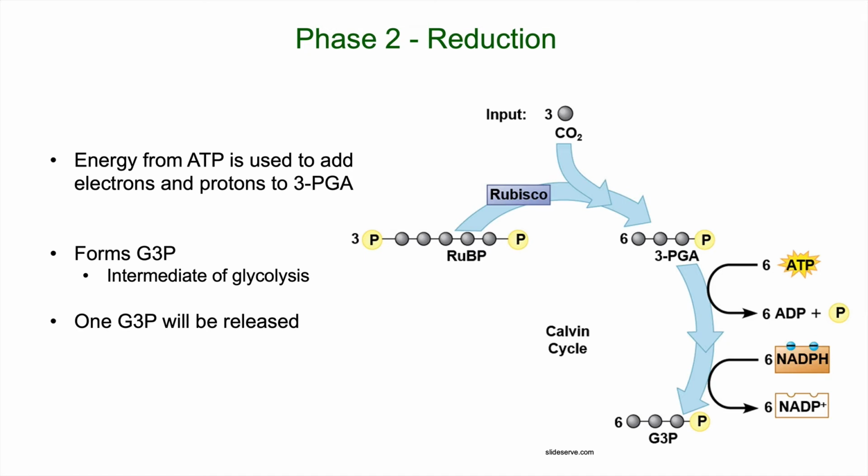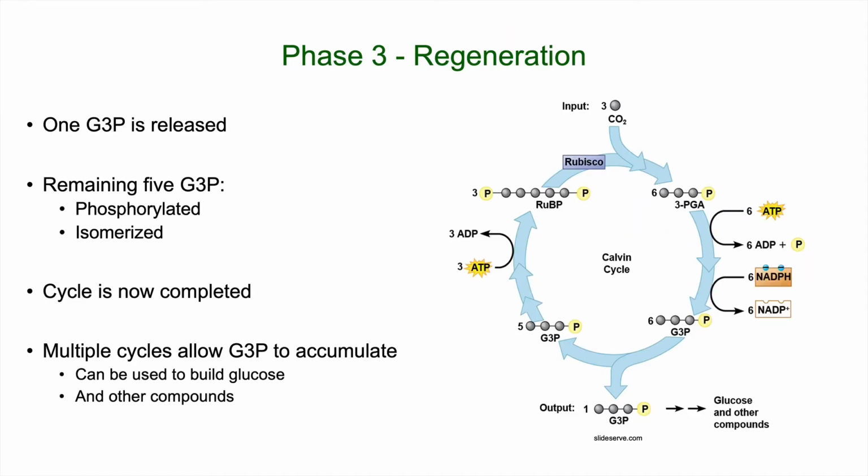Now, one of the G3Ps is released, and the other 5 times 3 is 15. We're going to reorganize these into 3 5-carbon RuBPs. But to do that, we need some energy. And so we're going to invest 3 more molecules of ATP to do that. And once this occurs, we've completed our Calvin cycle. As we go around again, each time we go around, we kick off a G3P. And we can use 2 of these G3Ps to build glucose, or more than 2 to build other molecules that the cell may need.